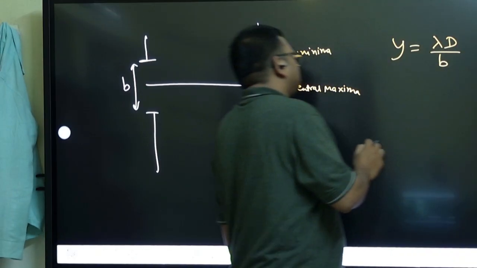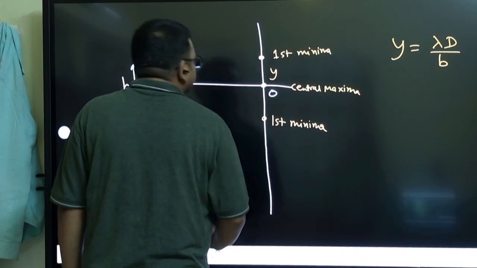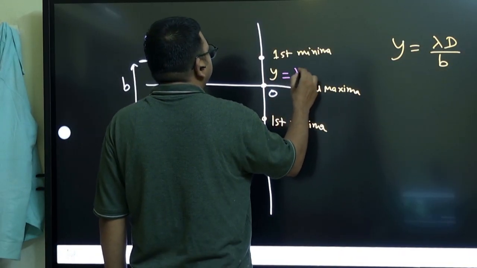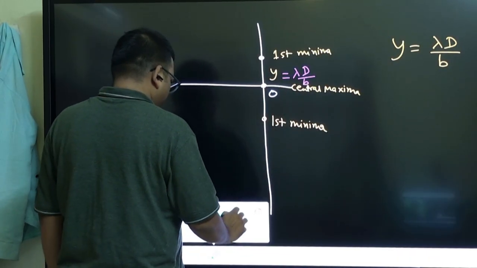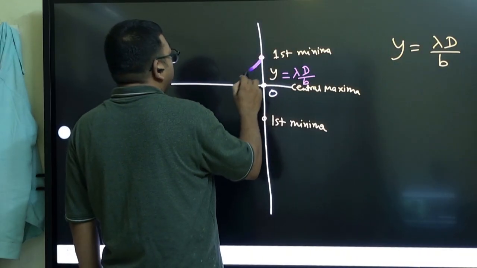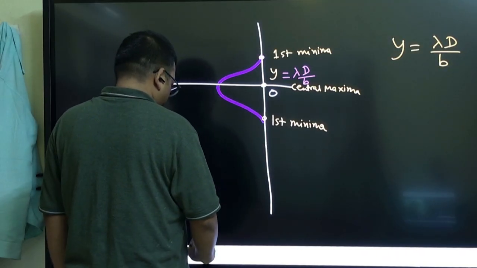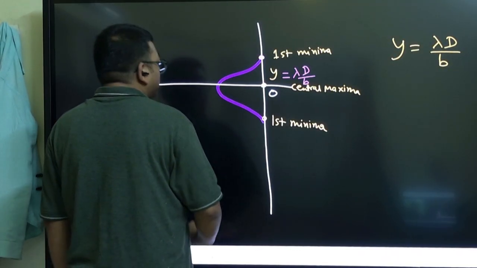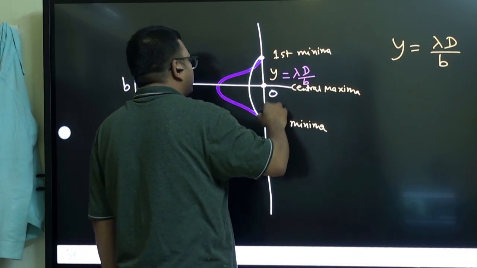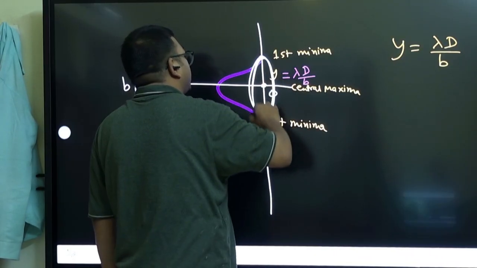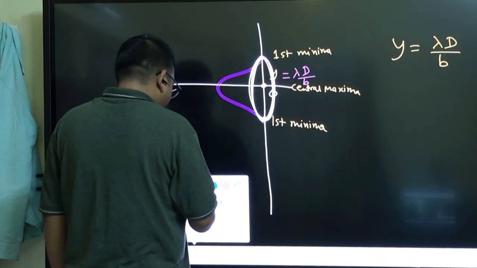This is the first minima, so this distance is lambda D by d. What happens when light comes here is that intensity formation happens this way. This looks like a bright spot. This entire region is called the bright spot. Here a disk is forming, a bright spot is forming, and this is the radius of that bright spot.